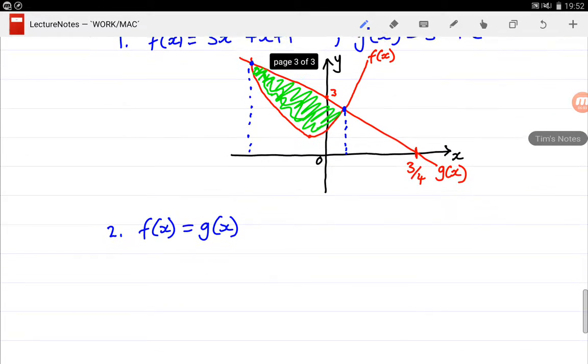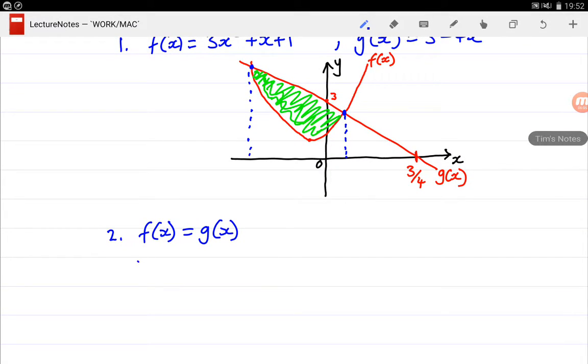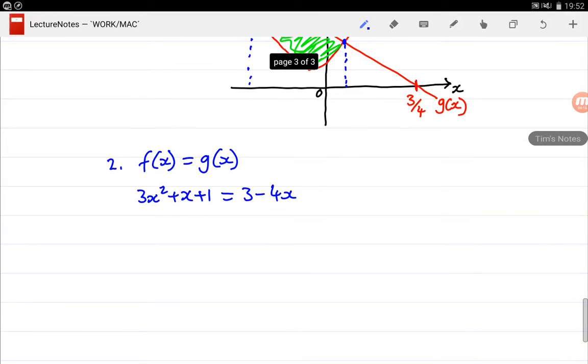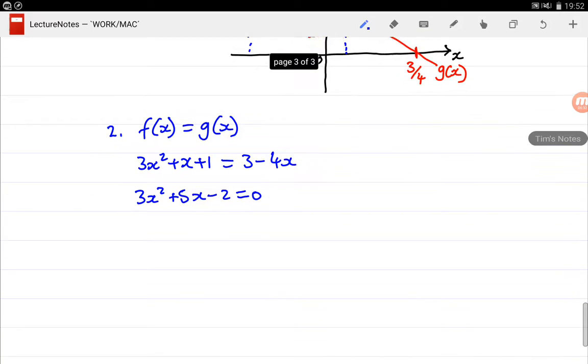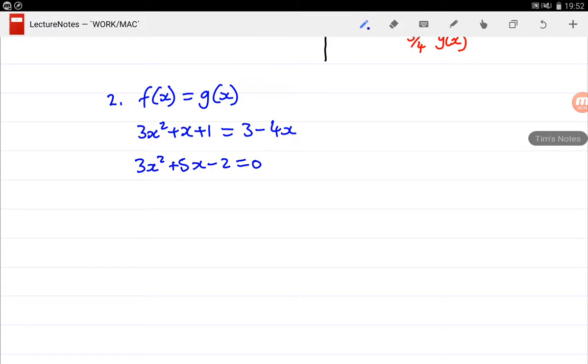Now f of x again is equal to 3x squared plus x plus 1, which is equal to 3 minus 4x, and this is g of x. And then if we move this to the left, we're going to be left with a simplified function of 3x squared plus 5x minus 2. And in your spare time, you can factorize this.